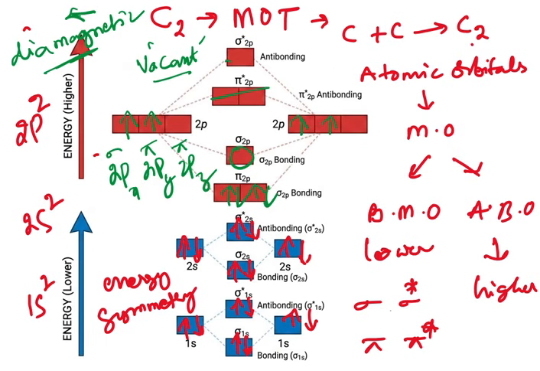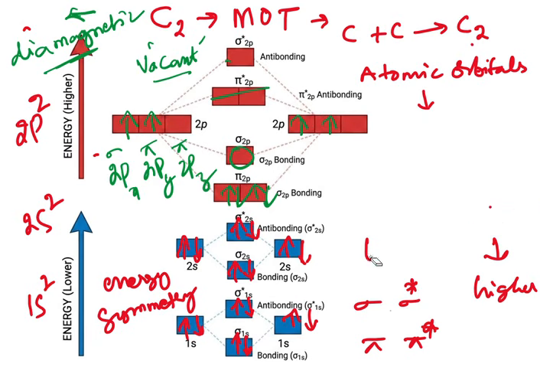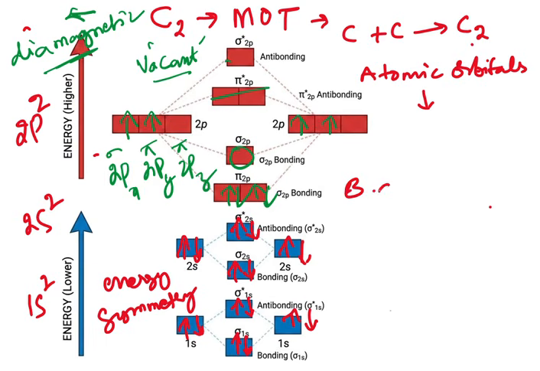And if we find the C2 molecule bond order, we'll understand its stability. How can we write bond order? Bond order of the C2 molecule is the number of bonding electrons minus the number of anti-bonding electrons, divided by 2. So how do we find the bonding electrons and anti-bonding electrons?